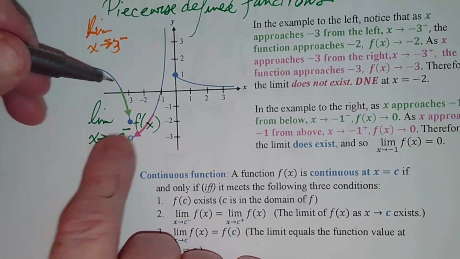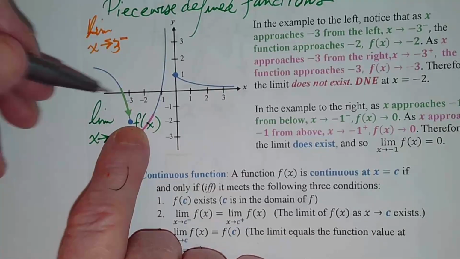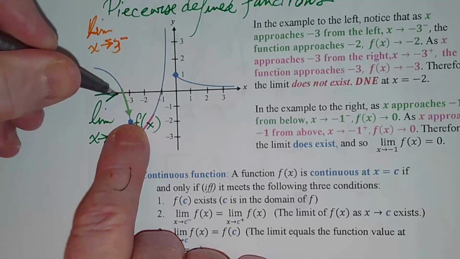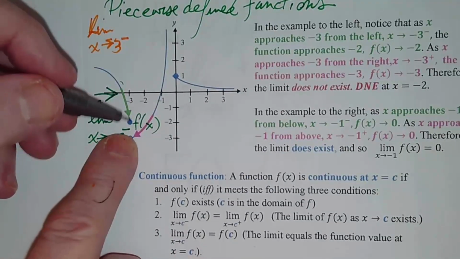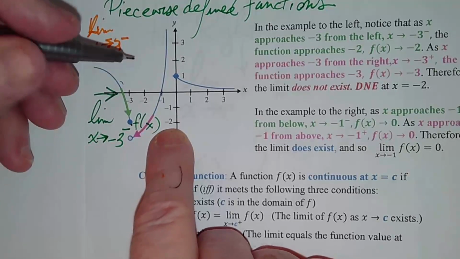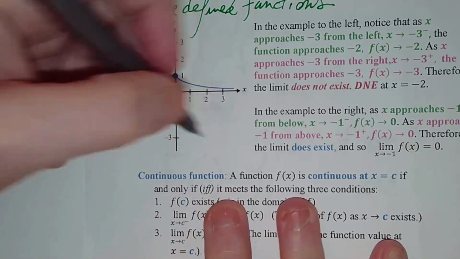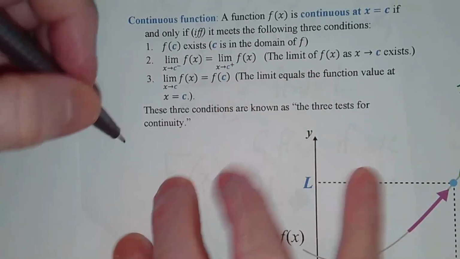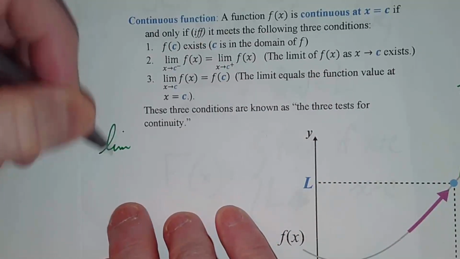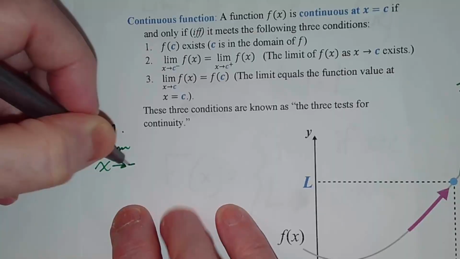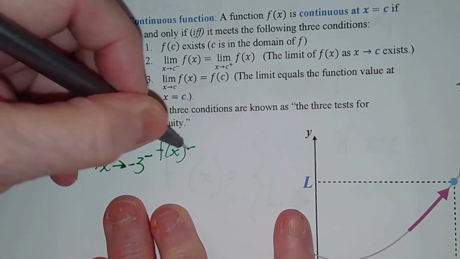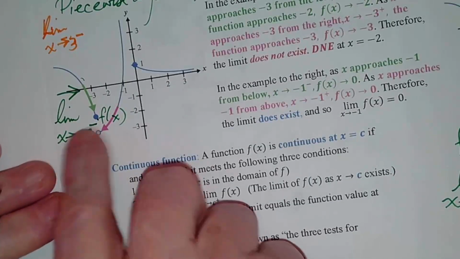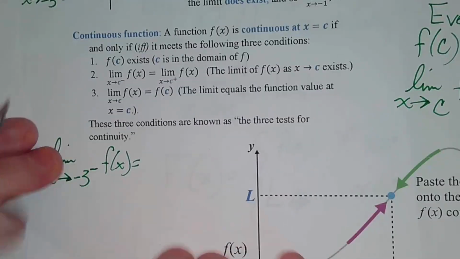As x gets close to, so we're looking at it this way. As x gets close to -3, the function gets close to the y value -2. So we would say that the limit as x approaches -3 from the left of f of x is equal to -2.